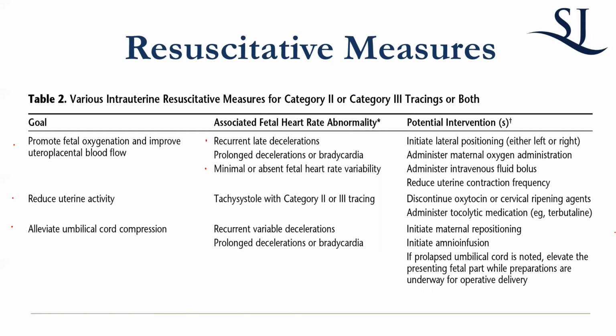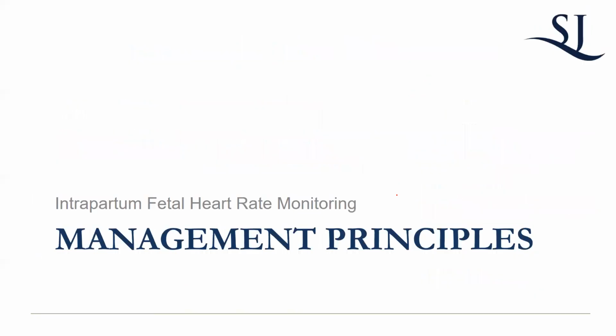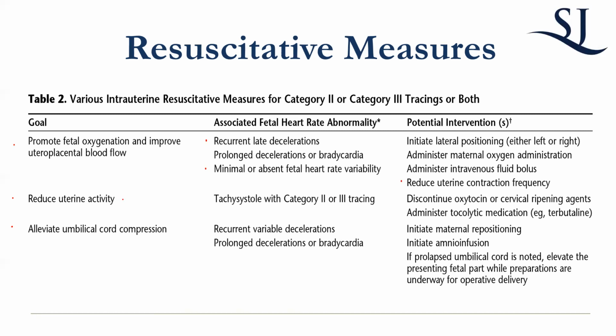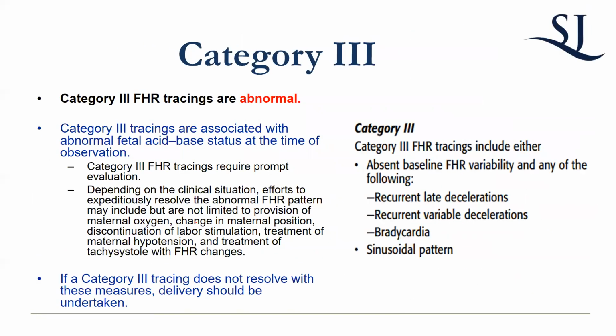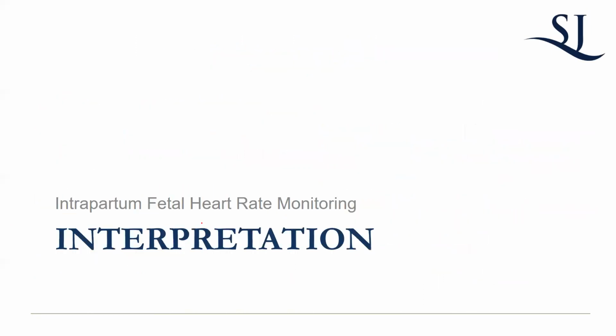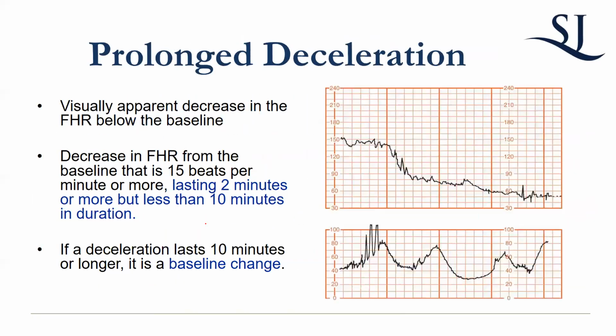And then reducing the uterine activity. This is only important if you have something called tachysystole, which I'll get into. Another goal is to alleviate the cord compression, but you're also doing that with maternal repositioning, if you think that's happening. Okay.